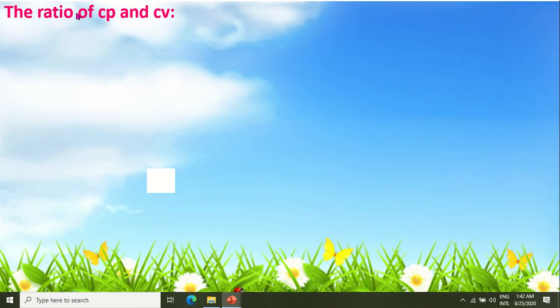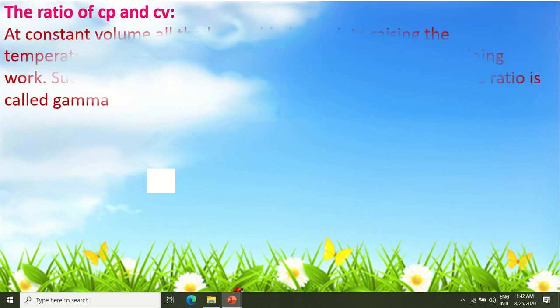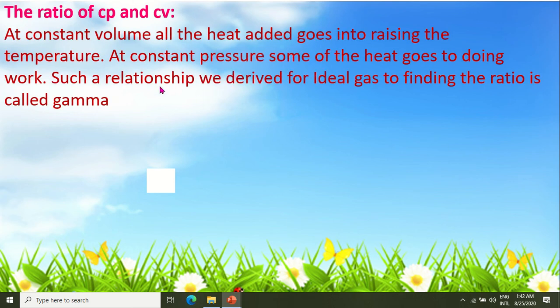Now I will show there is another type of relation, that is the ratio of Cp and Cv. The ratio of Cp and Cv is a mathematical index which is called gamma. At constant volume, all the heat added goes into raising the temperature, and at constant pressure, some of the heat goes to doing work. Such a relationship we derive for an ideal gas, and the ratio is called gamma.